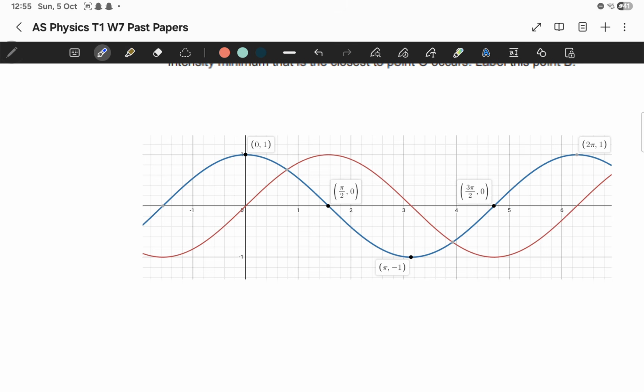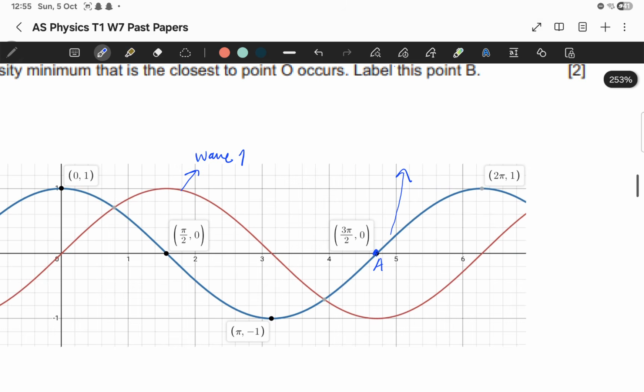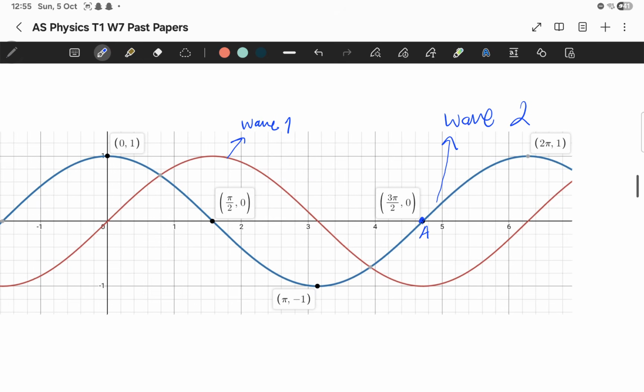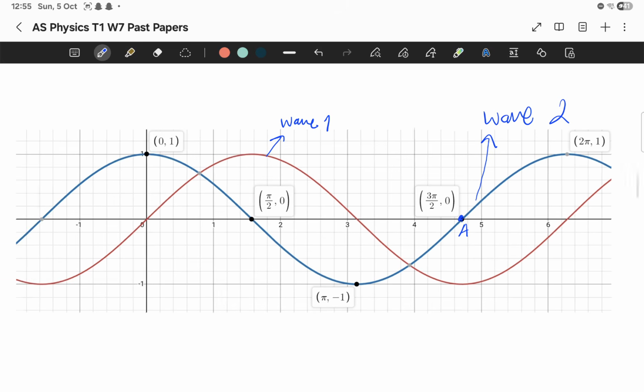Okay, so wait, let me use the Samsung Notes one. This is A. Why? Because wave 1, which is the sine wave, is at the minimum, right? And wave 2, which is the cosine wave, because it's a shift, is at 0. I'm not going to get into the math behind it. I'm just putting it for your reference. So we're going to obey the principle of superposition, right? The resultant intensity here will be a maximum, okay?